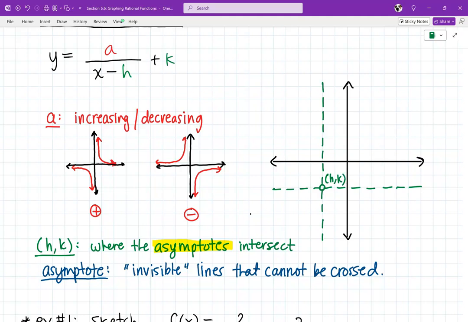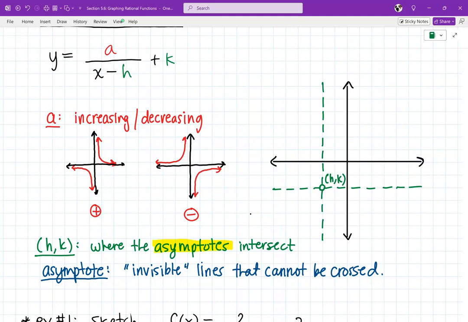That's HK. So once you know your HK, put a tiny, tiny little dot, because you're not supposed to be able to see it. Then draw vertical dashed lines from that point, straight up and down, and from that same point, side to side. Okay? You're going to do that immediately once you know where HK is. You'll start like this.